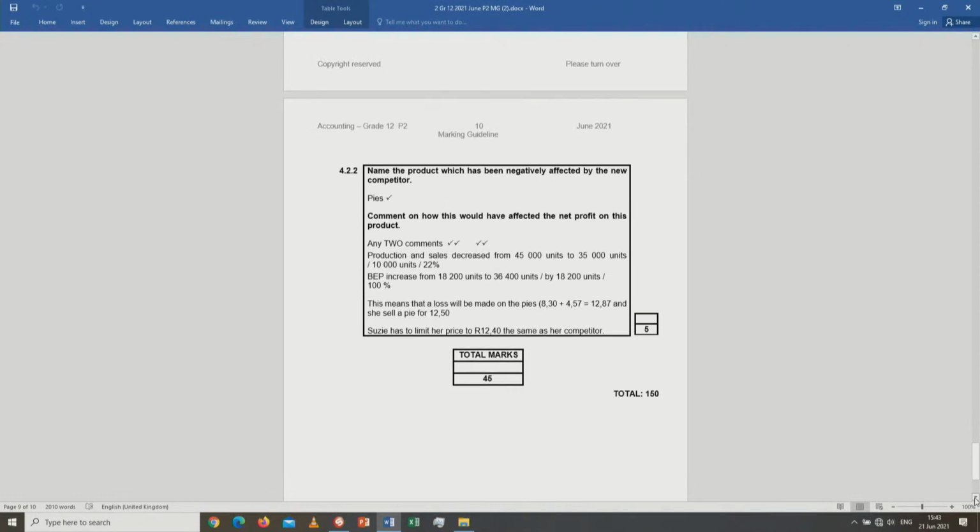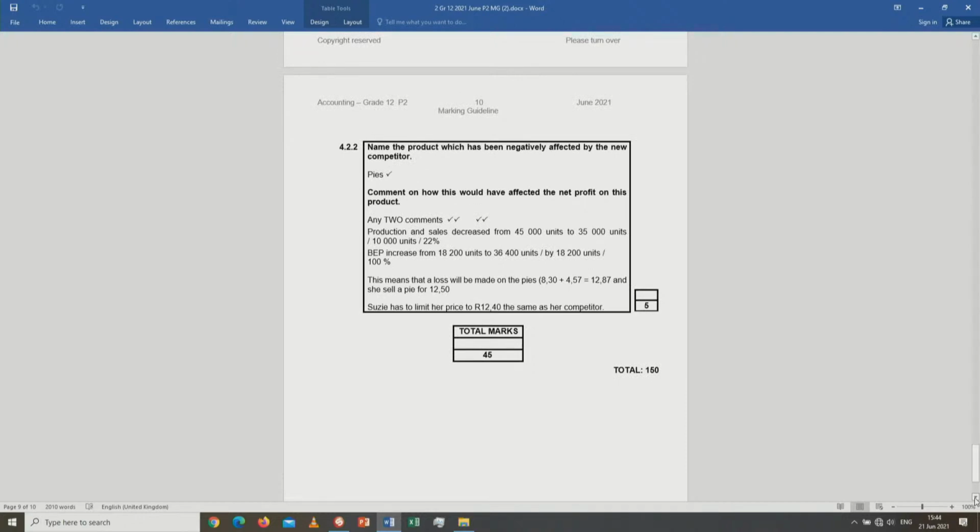4.2.2. Name the product which has been negatively affected by the new competitor. Pies, it can only be pies. Comment on how this would have affected the net profit of the product. Any 2 comments, 2 marks. Production and sales decreased from 45,000 to 35,000 units. That's 10,000 units less or 22% less. The break-even point increased from 18,200 to 36,400 or by 18,200 units, which is a 100% increase.